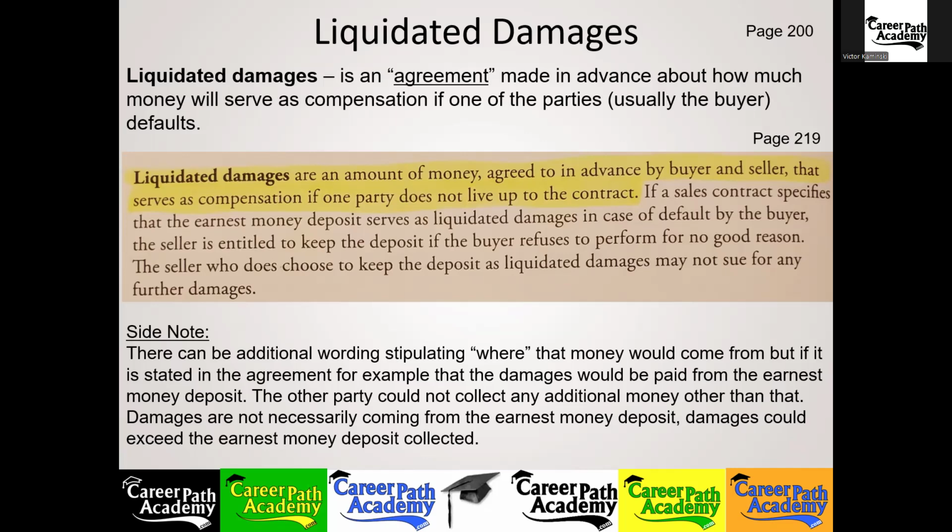You guys have an understanding there of what liquidated damages is? It's just an agreement on how much money is going to serve as the compensation. It does not specify where that money's coming from. Okay. Okay, it's important to understand that for the exam. I want to get it right on exams.